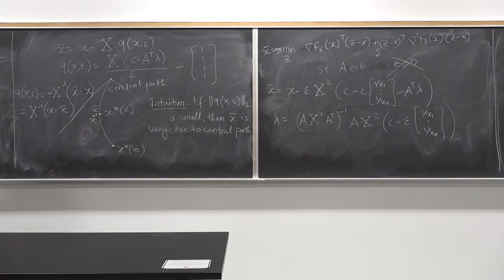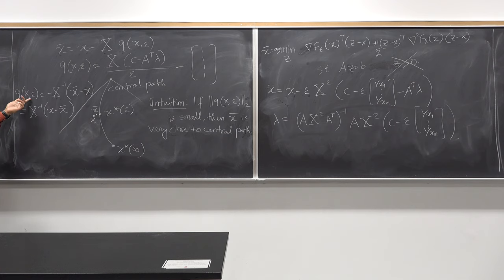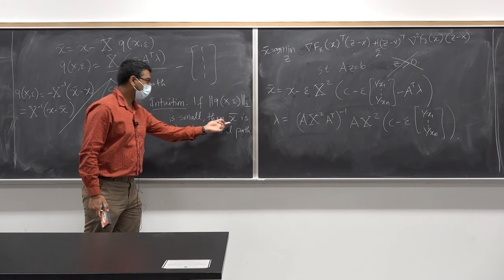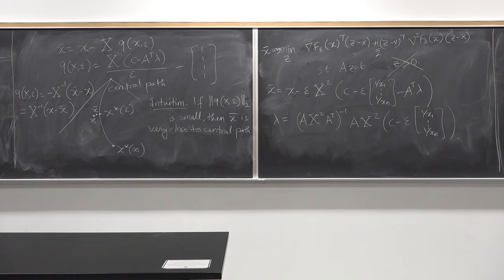So I'm standing at x. I take 1 Newton step, and I compute this q of x epsilon, which is given by this expression. And if the norm of q is small, then I know that I'm close to the central path. And what will happen when I know that I'm close to the central path? I'm going to change the value of epsilon. I'm going to reduce the value of epsilon. On the other hand, if I'm far away from the central path, I'll probably run a few Newton steps to get close to the central path. And once again, when my norm of q is small, I know that my x bar is close to the central path, I'm going to change the value of epsilon. And that's exactly what the barrier method is going to do.